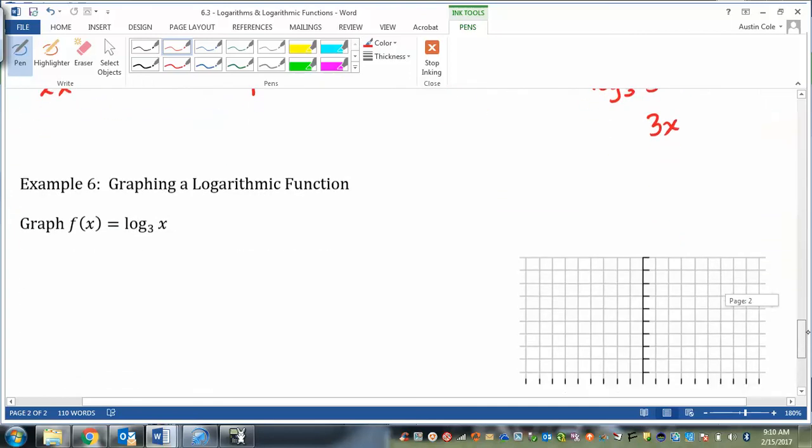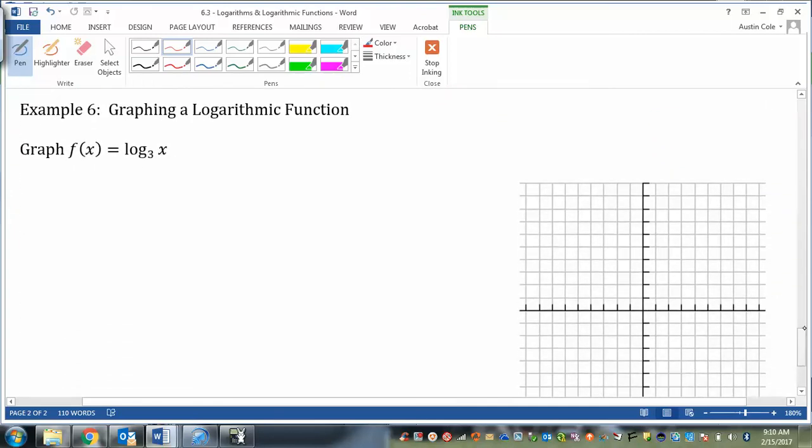Okay? Now, guys, graphing logs. We said earlier that logs and exponentials are inverses. What do we remember about inverse functions? We're way earlier in the year, inverse functions.